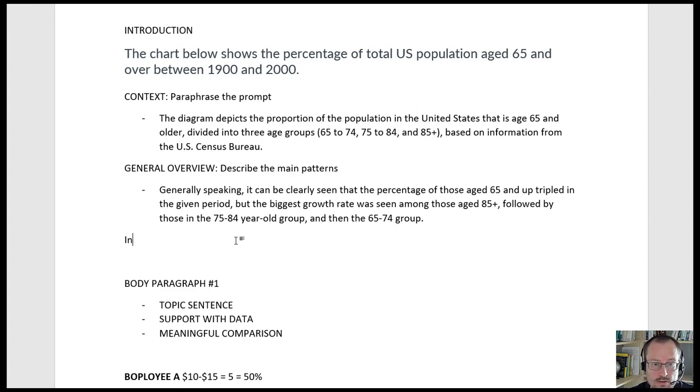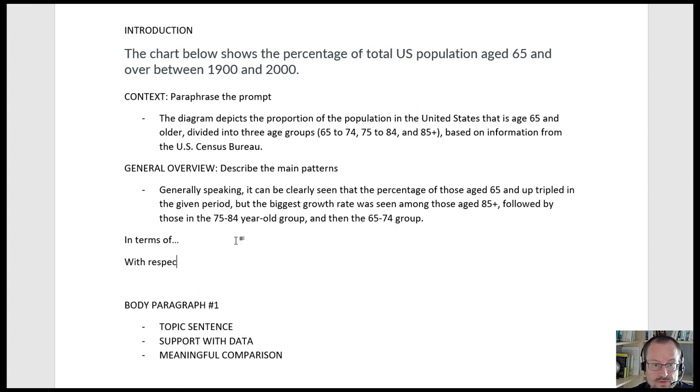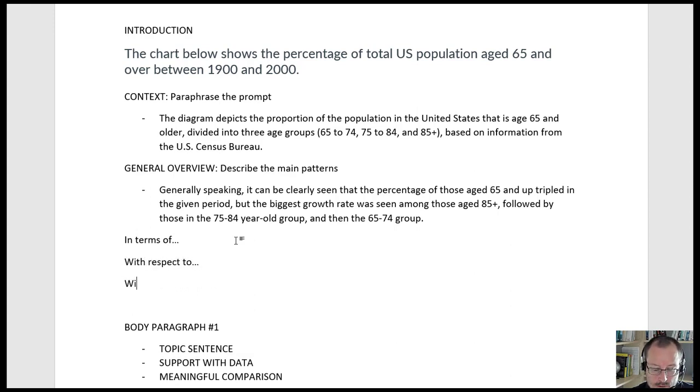These are in terms of, with respect to, with regard to. These 3 phrases, they mean the exact same thing. They signal to your audience that this is what you're going to focus on now.